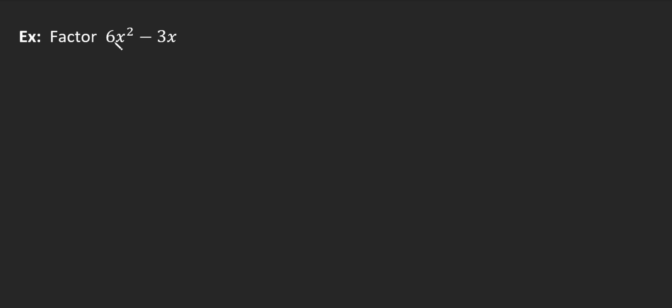So we've been asked to factor this algebraic statement. We've got coefficients, variables, and a negative sign. So first things first, what's the GCF? The GCF between 6 and 3 is 3. And the GCF between x squared and x is x. So now we're going to divide that out. 6 divided by 3 is 2. x squared divided by x is simply x. And off to the side here, x squared divided by x, we subtract our exponents, and so we get a single x.